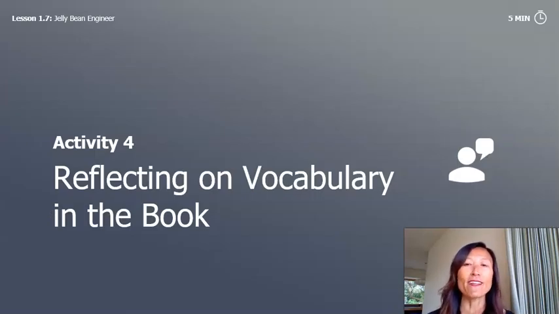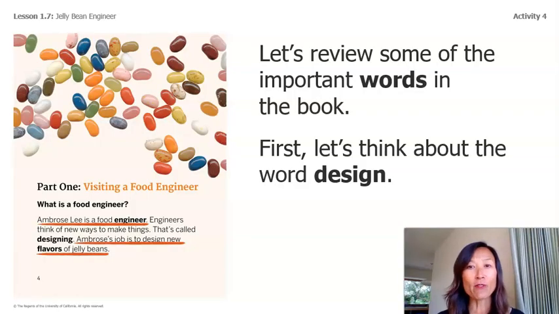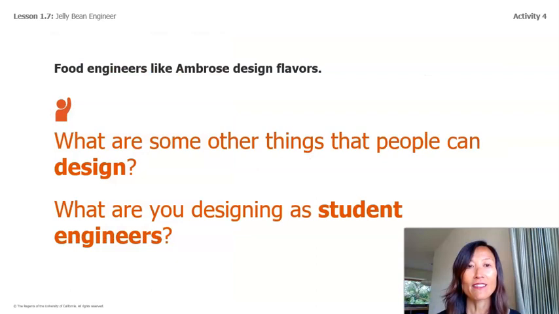Activity 4, reflecting on vocabulary in the book. Let's review some of the important words in the book. First, let's think about the word design. So to design is to think of a way to make something. Engineers design things for a particular use. Ambrose designs new flavors of candy for people to eat. Food engineers, like Ambrose, design flavors.